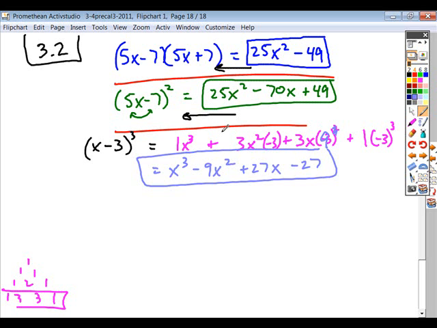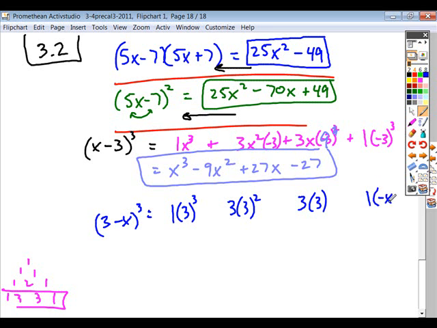What if it was 3 minus x? If it was the other way around? If it's the other way around, you do it the exact same way. It's coefficient pattern of 1, 3, 3, 1. Take your first term, which now is 3, and we're going to cube it, square it, to the first. Take your second term, which is now a negative x. Again, always take the sign with it. You're going to cube it, square it, to the first.